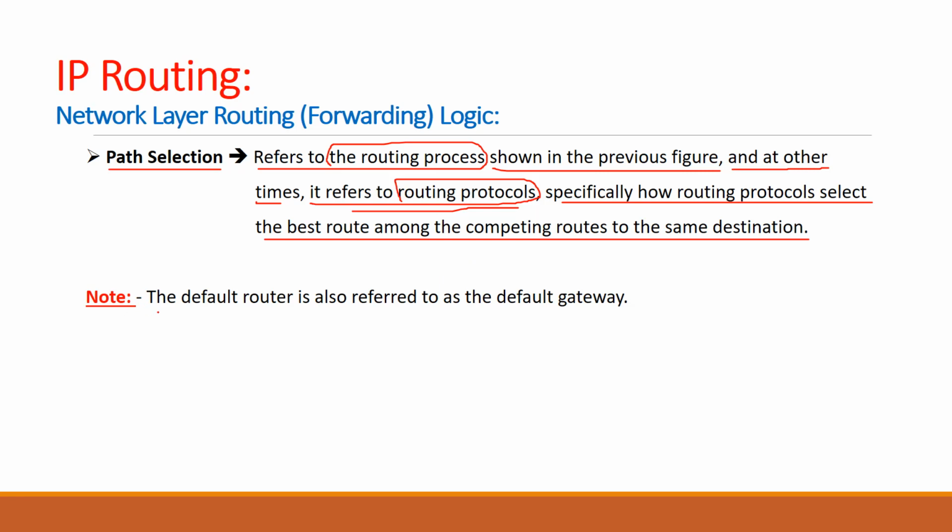There is a note here. The default router is also referred to as the default gateway. So sometimes we call it default router, and sometimes we call it the default gateway, which means the router inside the LAN that can take IP packets that are destined to another host in a different group.